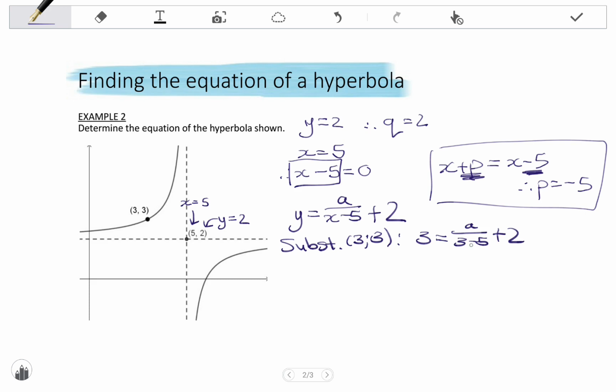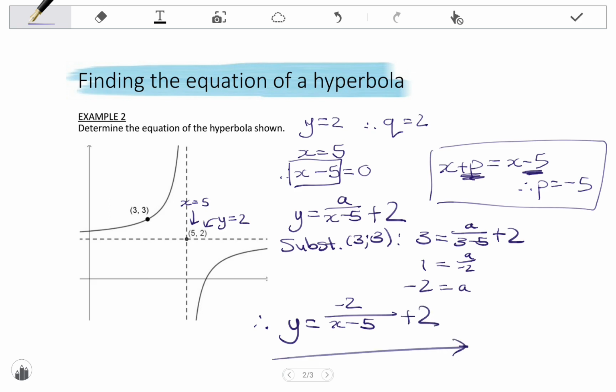Solve for a. 3 minus 2 is 1. a over 3 minus 5 is negative 2. So multiply by negative 2, and we have a equals negative 2. So the equation of the hyperbola is y equals a, which is negative 2, over x plus p, which is x minus 5, plus q, which is 2.